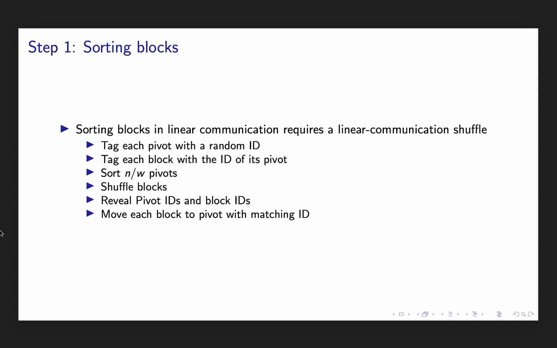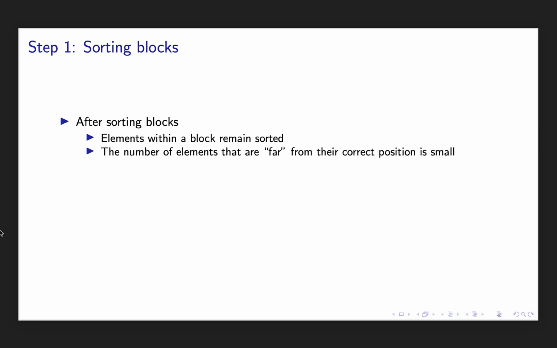And then we'll shuffle each of the blocks, and then we'll reveal both the pivot IDs of the sorted pivots and the block IDs. But after that, we can match the block IDs to their pivot ID, and we can move the secret shared block to its appropriate pivot, and we can do that data movement in the clear, because that data movement is independent of the underlying data.